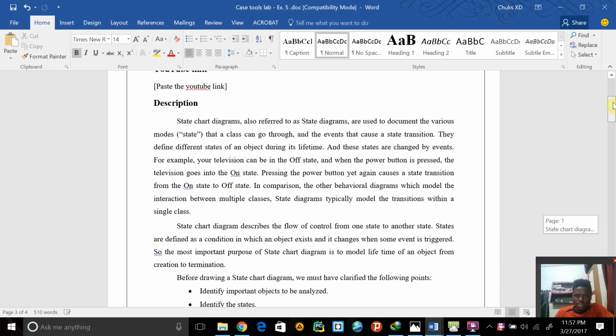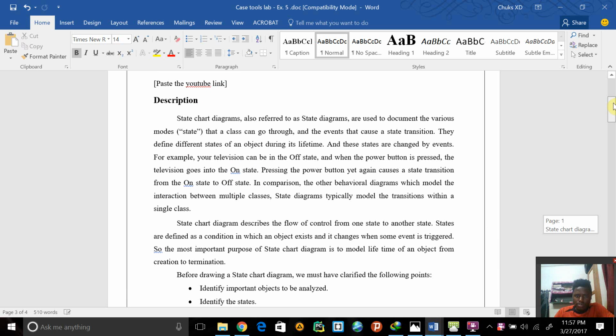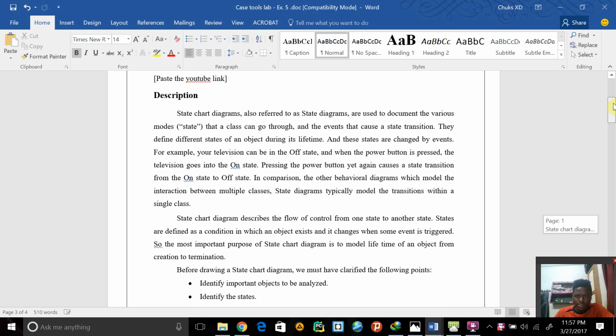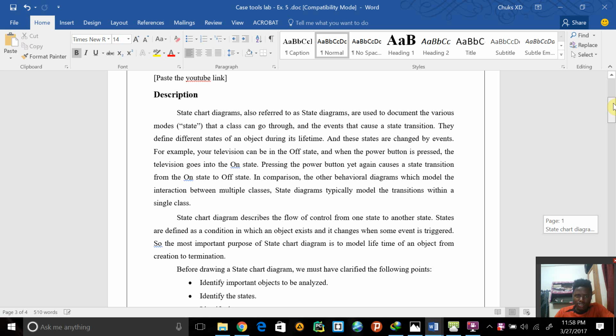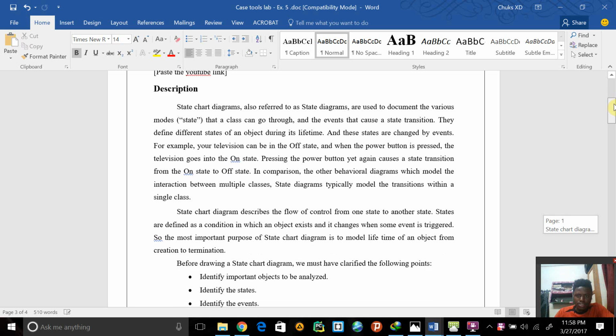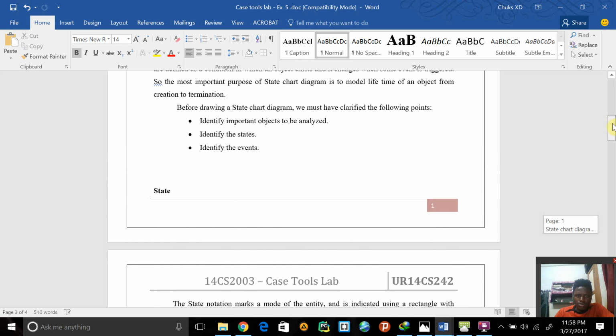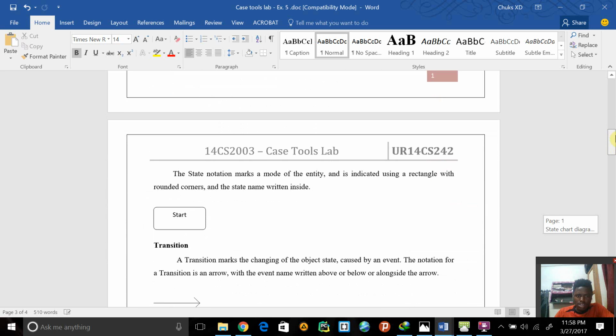State chart diagrams are behavioral diagrams, and they depict events that cause state transitions. They define different states of an object during its lifetime, and the states are changed by these events. The basic components include the start notation.